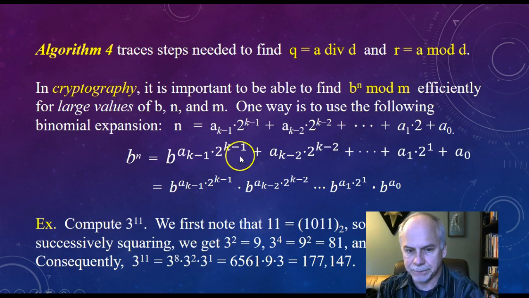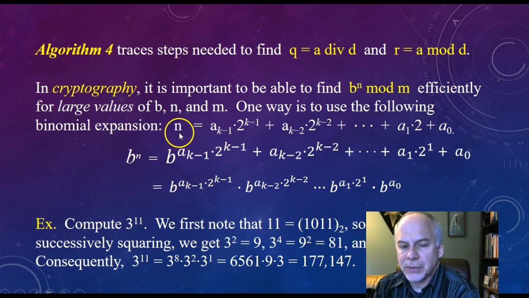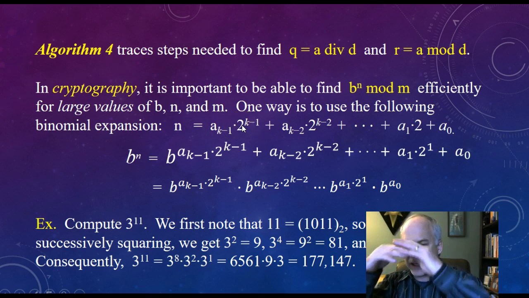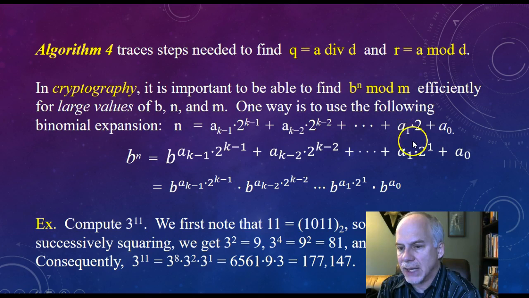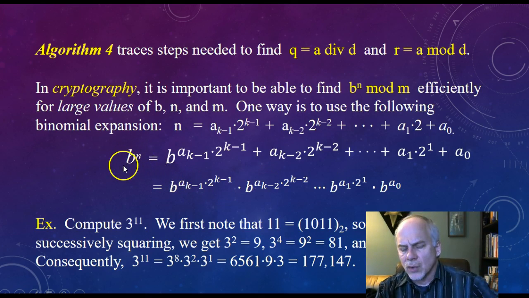Now see if you can follow this. First, we write the number n, which is your exponent, we write the exponent in binary notation, okay, as a binary expanded number. So it's sum a sub k minus 1 times 2 to the k minus 1 plus a sub k minus 2 times 2 to the k minus 2 all the way down to a sub 1, 2 to the first plus a sub 0. Okay? Then we take, we're trying to find b to the nth power.